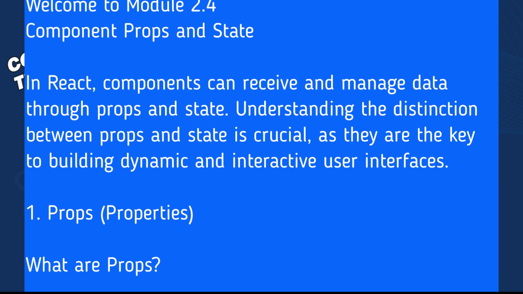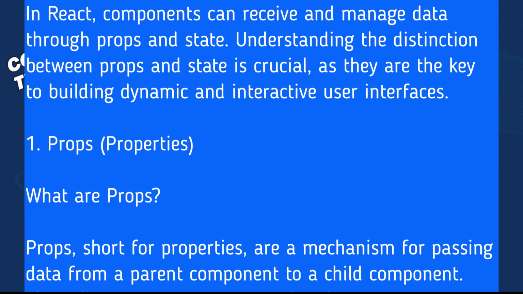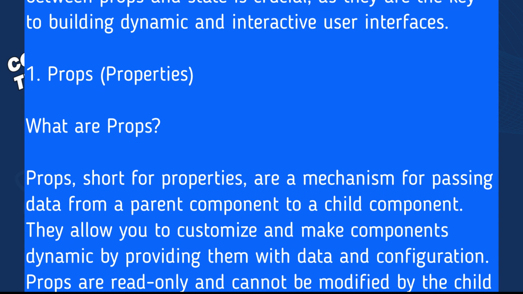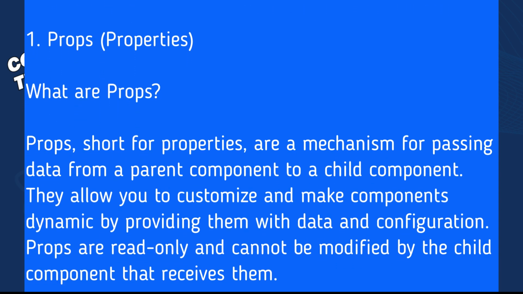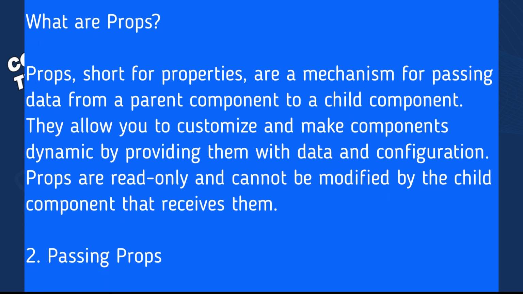1. Props, properties. What are props? Props, short for properties, are a mechanism for passing data from a parent component to a child component. They allow you to customize and make components dynamic by providing them with data and configuration. Props are read-only and cannot be modified by the child component that receives them.